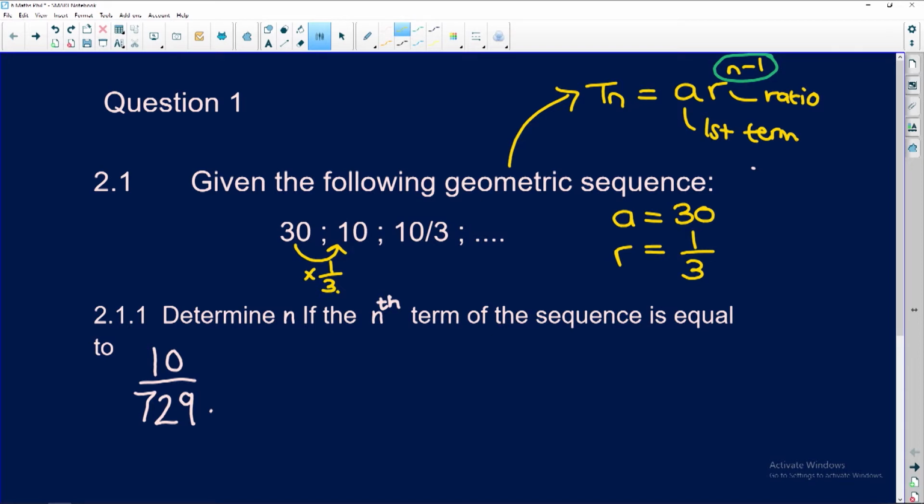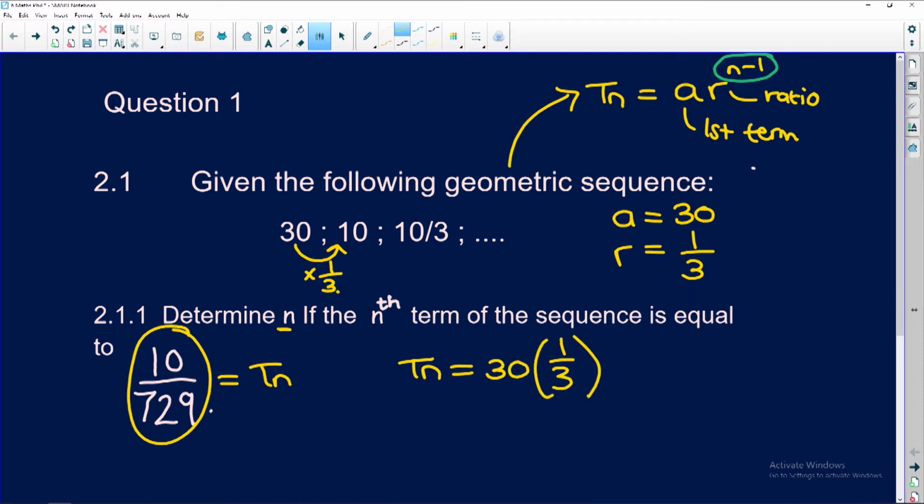Okay, so question 1 says determine n if the nth term of the sequence is equal to 10 over 729. So guys, when you get a value of a term, it means that this is Tn, okay? So we have found our general term. Remember, it is the first term multiplied by the ratio to the power of n minus 1. That is our general term, okay? So now they're saying determine n, which means we are trying to find this n over here. We are solving for n, okay?